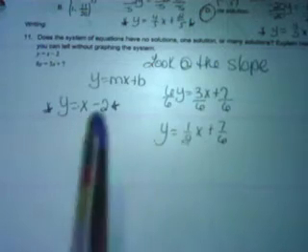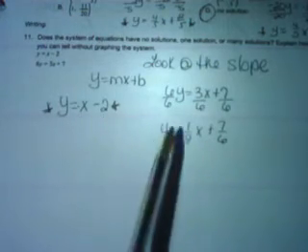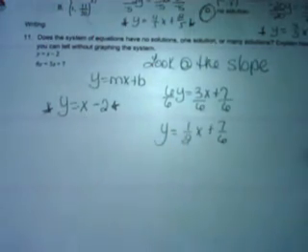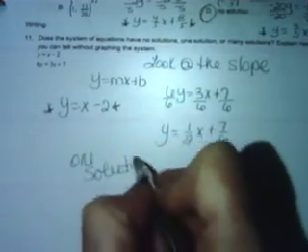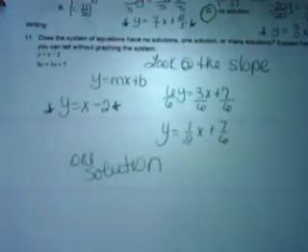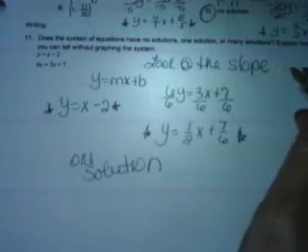So they're either going to have 1 or infinite. Are they the exact same line? No. So they're not infinite, are they? No. Therefore, it's only going to have one solution. And then if you wanted to check your answer, you could graph both of them and you could see that it does intersect at one point.